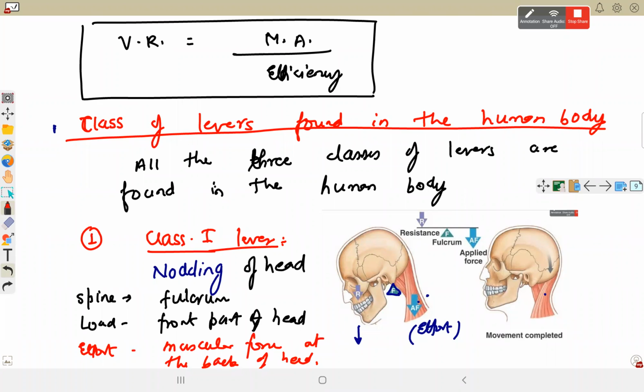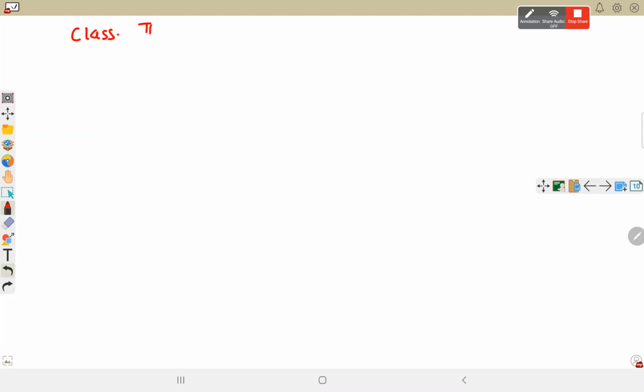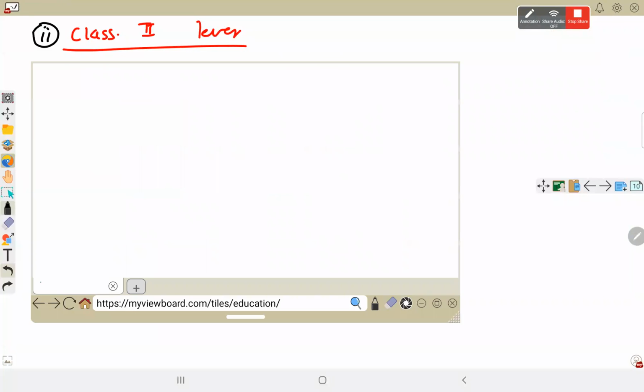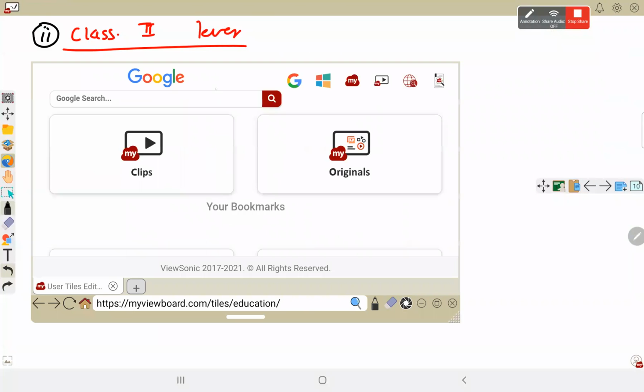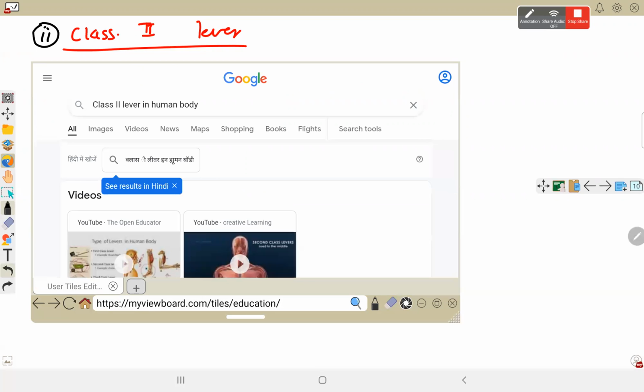Second, class 2 lever. Class 2 lever कहाँ होता है? Yes, example of class 2 lever, Tejasvi, can you think of? Class 2 lever में क्या होता था बीच में? Load. Class 2 lever. Yes, where is the class 2 lever?